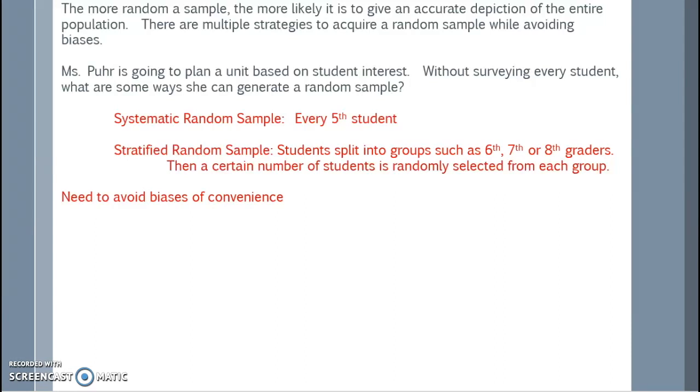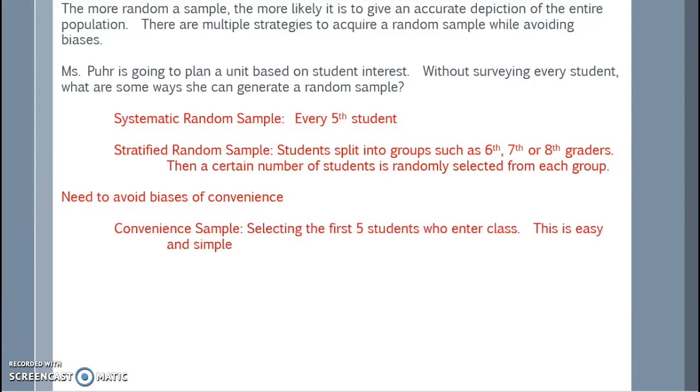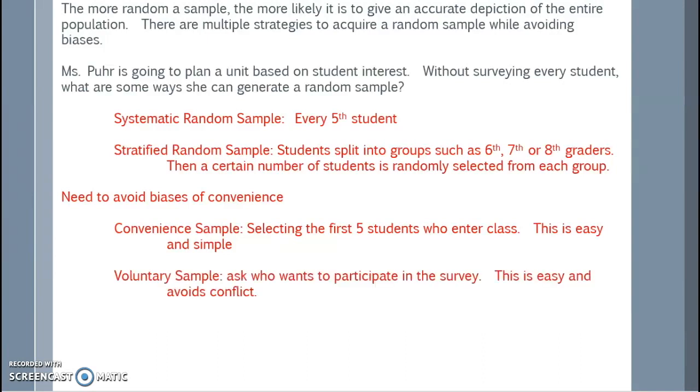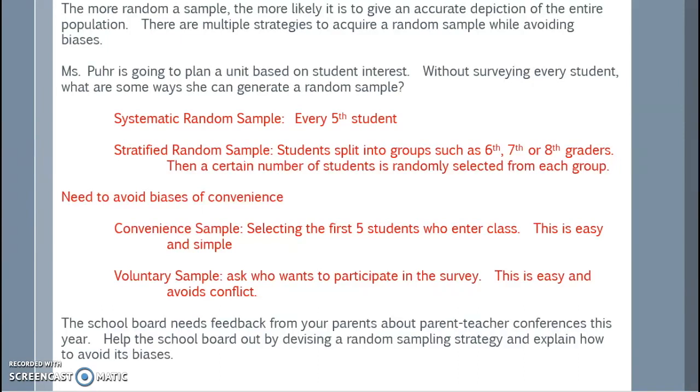We need to avoid biases of convenience. Those would be convenience samples, such as selecting the first 5 students who enter the class. Yes, this is easy and simple, but it is not an accurate depiction of all the students in the class. Or a voluntary sample, such as who wants to participate in the survey. This is easy and does avoid conflict, but is an inaccurate representation of everybody.